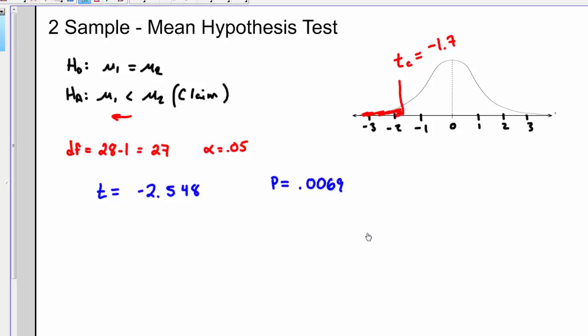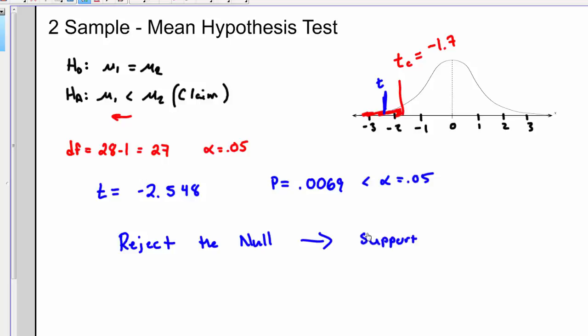All right, so if I throw my T on here, roughly in there, so clearly we're out in the rejection region. But again, we don't say, hey, look at my picture, compare P to alpha. Clearly P is lower than my alpha. If the P is low, the null's got to go. So we're going to reject the null. Well, if I reject the null, then that means I think the alternative is correct, and therefore I'm going to support the claim because the claim is in the alternative.